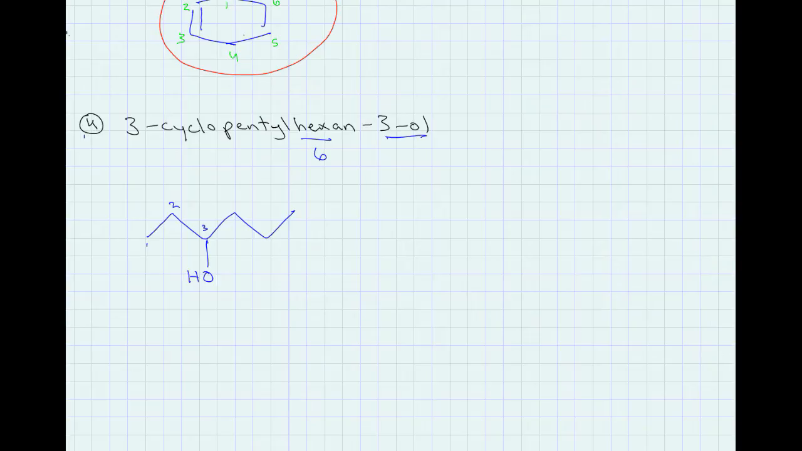So what else do we have? We have 3-cyclopentyl. On that same third carbon, we're going to have a cyclopentyl group. Let me see if I can draw this in here to make it look neat. So this is our cyclopentyl group, 3-cyclopentyl hexan-3-ol. So this is going to be our final compound.